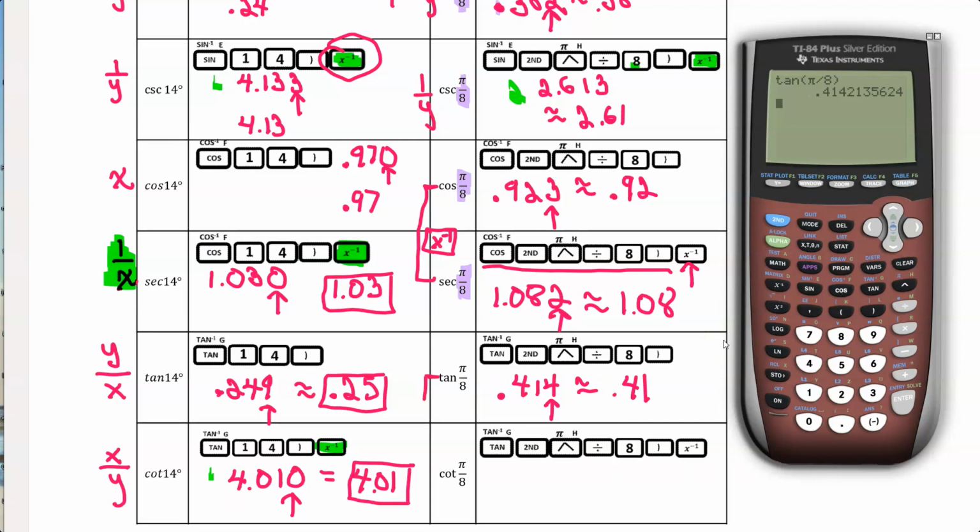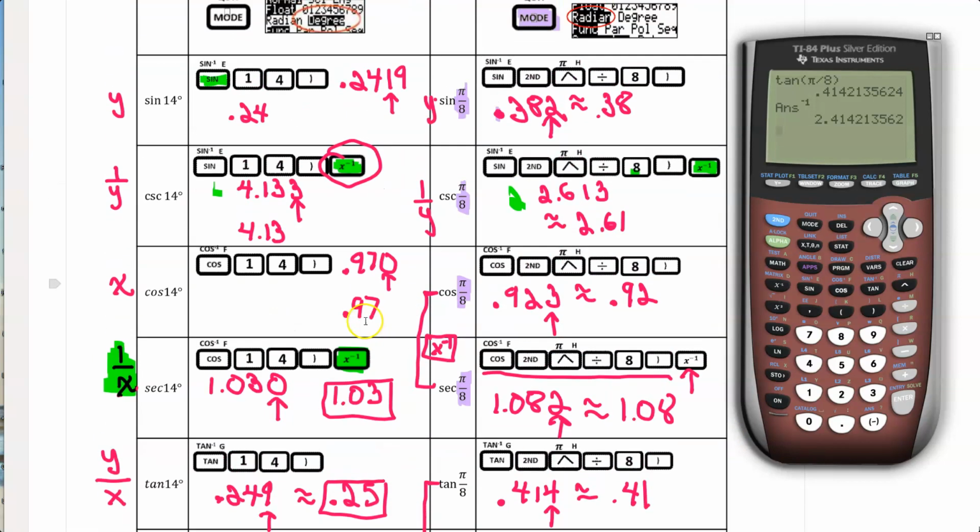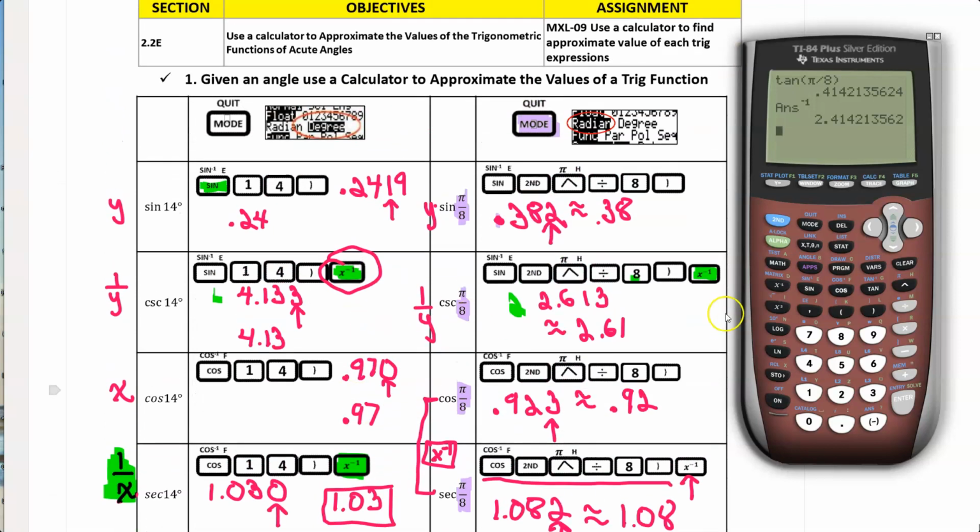Alright, now to go from the tangent to the cotangent, all I have to do is hit the key. I've already done all of these. It's in my calculator. So now I just hit the reciprocal button, and there's my solution. 2.414, and that 4 is less than 5, so the 1 stays the same. And there's my solution. So that's using your calculator to find the trig ratios for degrees or radians. We'll see you next time.